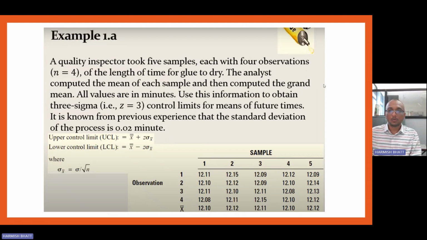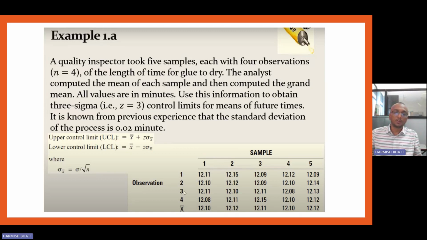Now over here, you just see in this particular example, the data has been given to you in this manner. A quality inspector took 5 samples. It means the total number of samples is 5. Over here, you are able to see sample numbers 1, 2, 3, 4, and 5 given in the below table, each with 4 observations. It means that in each sample, there are 4 observations. So small n is nothing but 4. Starting from sample number 1 to sample number 5, there are a total of 4 observations.